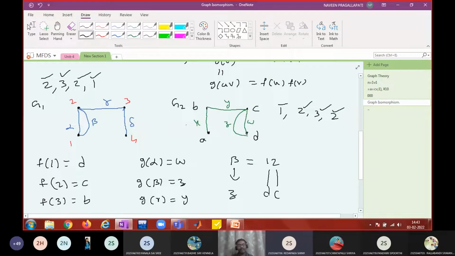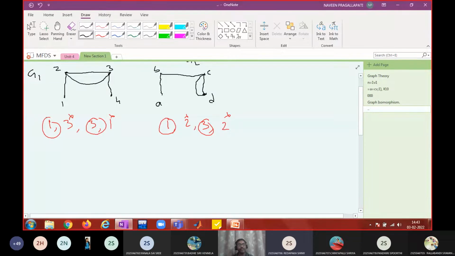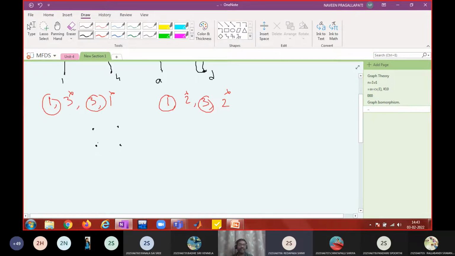Is it clear? Yes, sir. Okay, now write a question. In your notes, draw all non-isomorphic graphs with 4 vertices. So this is one graph. Do you agree? What is the degree sequence of this graph? 0, 0, 0, 0. Am I right?